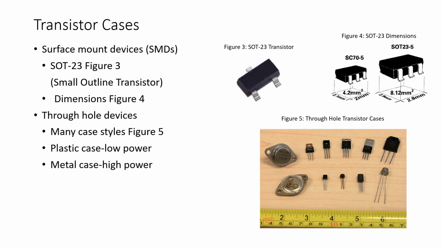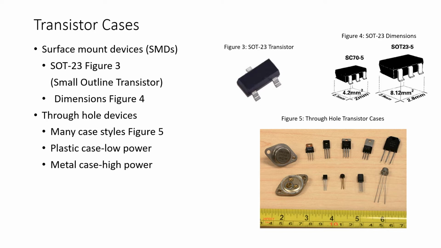Now in figure 3 we see a transistor called an SOT-23 case style. SOT stands for small outline transistor. And in figure 4 we can see the dimensions of these devices. The SC70-5 is approximately 2 millimeters by 2 millimeters, and the SOT-23-5 is 2.9 millimeters by 2.8 millimeters.